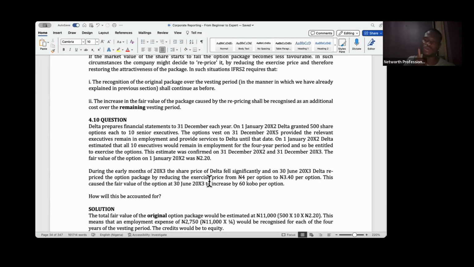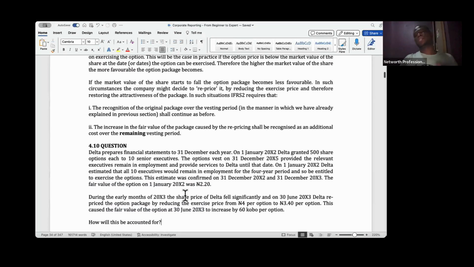Because the way we value this equity settled in our books is using the fair value of the option at the grant date of 2 naira 20 kobo. Now they are saying as a result of the repricing, which resulted in reducing the exercise price by 60 kobo, that has also caused an increase in the fair value of that option at this date by 60 kobo. Now, I said, how will this be accounted for? See, it's quite straightforward, right?